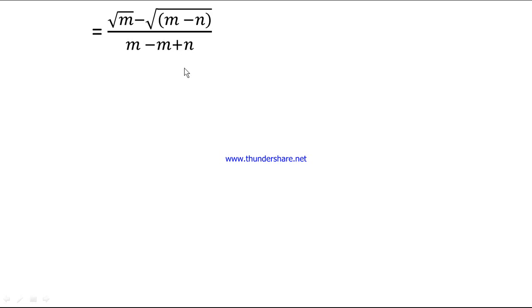So in the next line, m and m, we can subtract m by m, and only in the result is n. In the next line, root over m minus root over m minus n by n.